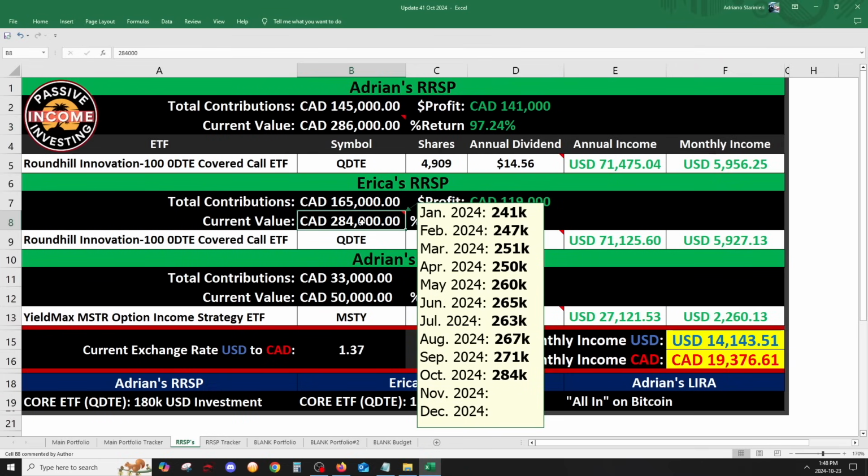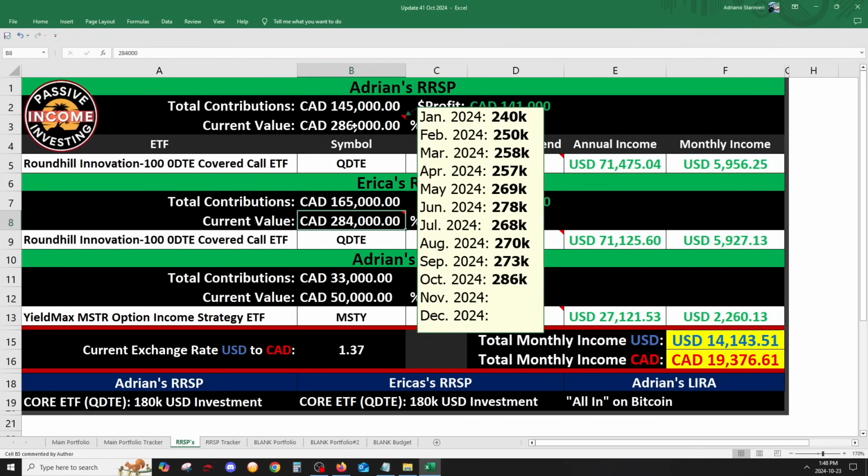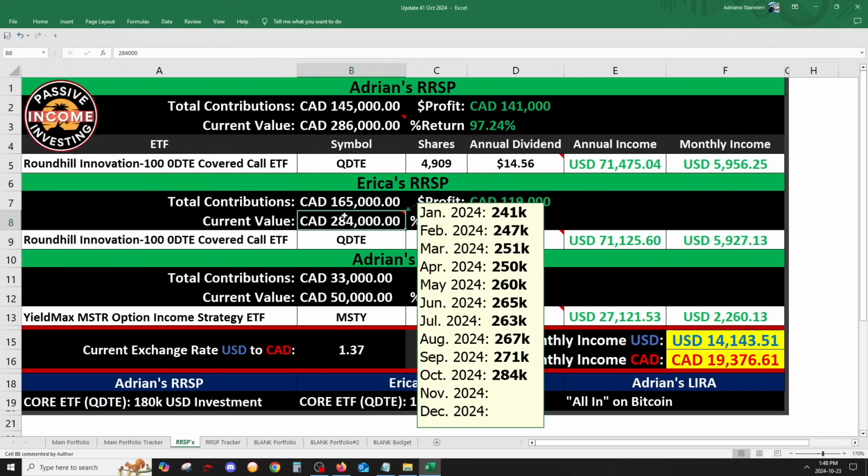So I've been tracking my monthly income and my investment value every single month now. You can see a big jump from last month, because September to October has been a really amazing time for the stock market. Obviously not today, October 23rd, but before that, it's been really good. You can see that here, 273 in September to 286, 271 to 284. So I couldn't be happier, right?